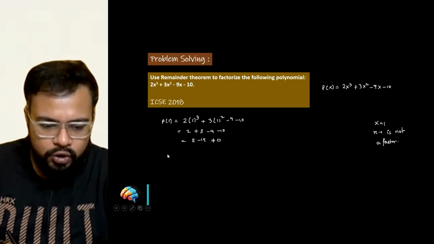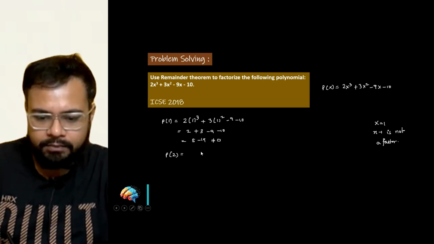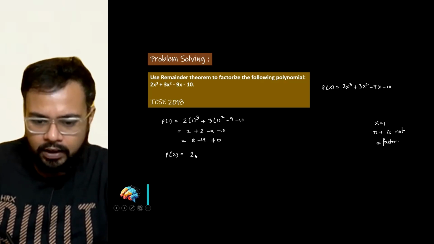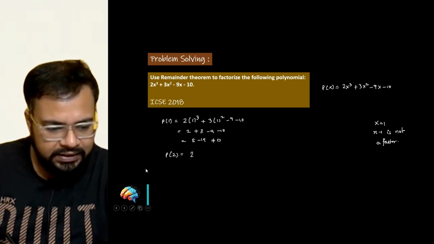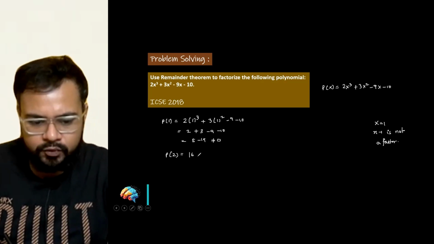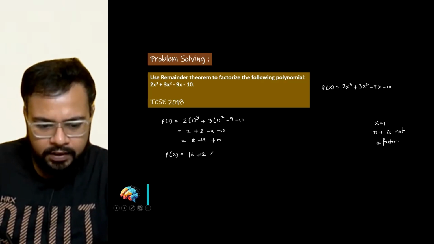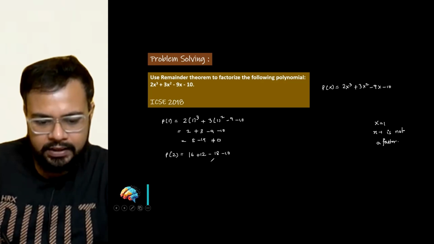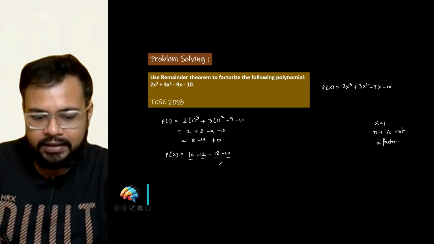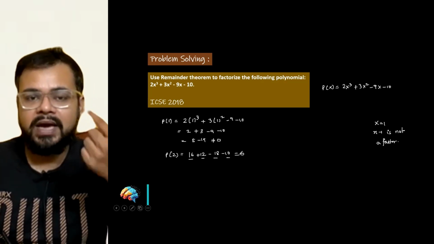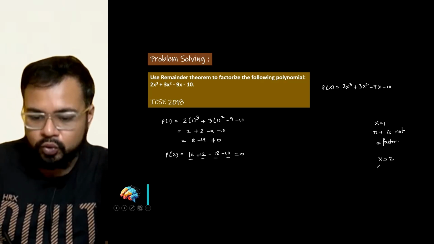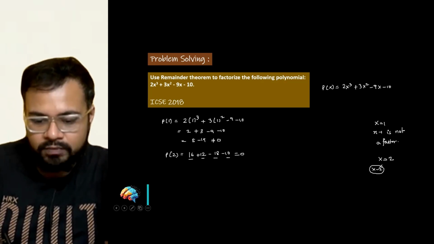Let us try with 2 maybe. Let's see what is P(2) coming. P(2) will come as 2 into 8, that is 16. And then 3 into 2 square is 12, minus 18 minus 10. Is it matching? Let's see. 16 plus 12 is 28, and this is minus 28 coming as 0. So you get one factor. What is that factor? X equal to 2. That means x minus 2 must be a factor.